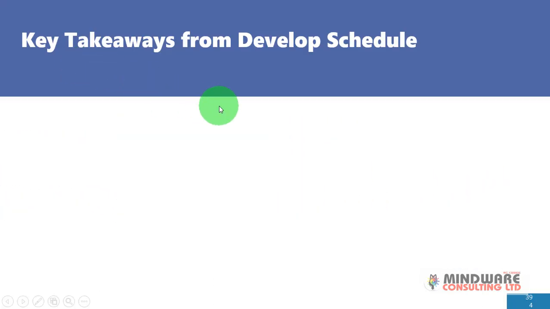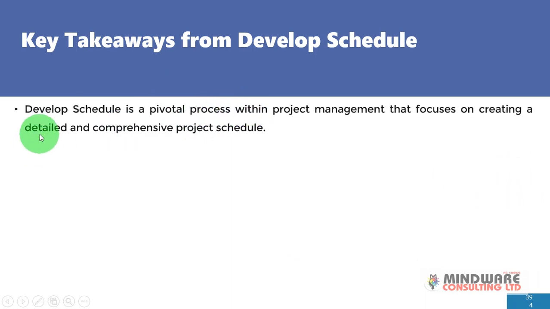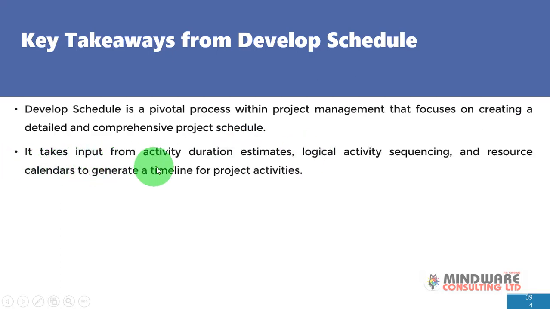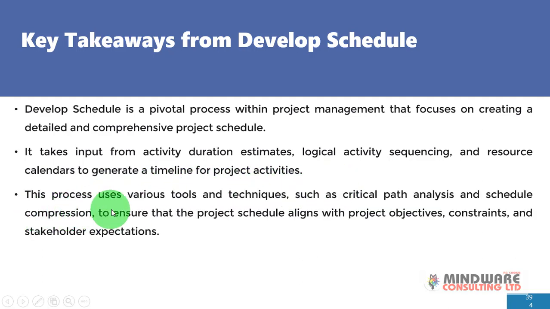So what are the key takeaways from the develop schedule? It is a pivotal process within project management that focuses on creating a detailed and comprehensive project schedule. It takes input from activity duration estimates, logical activity sequencing, and resource calendars to generate a timeline for project activities. This process uses various tools and techniques such as critical path analysis and schedule compression to ensure that the project schedule aligns with project objectives, constraints, and stakeholder expectations.